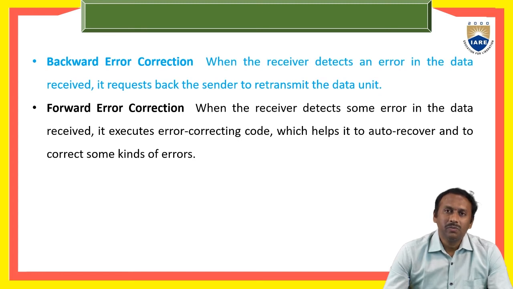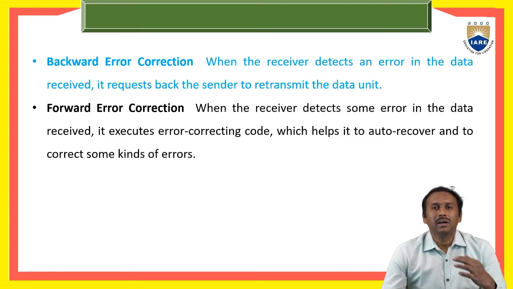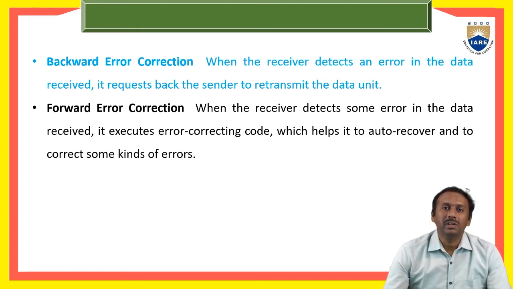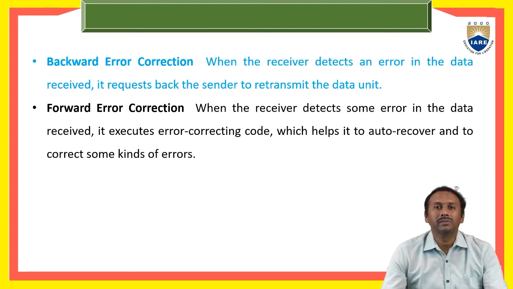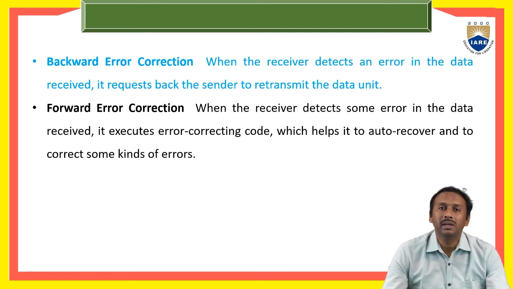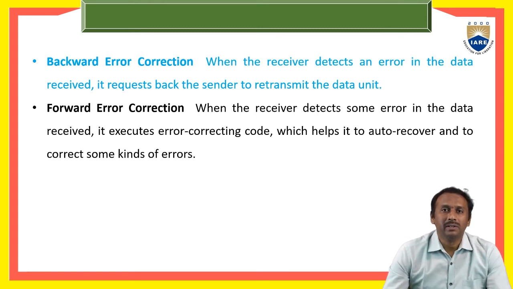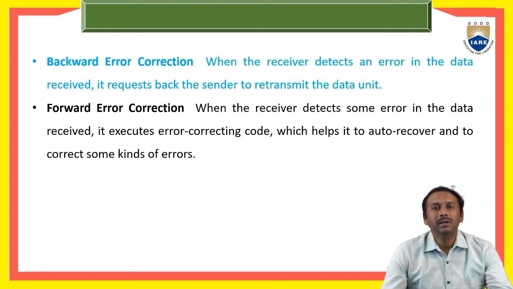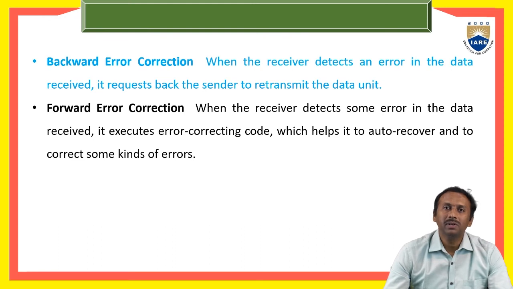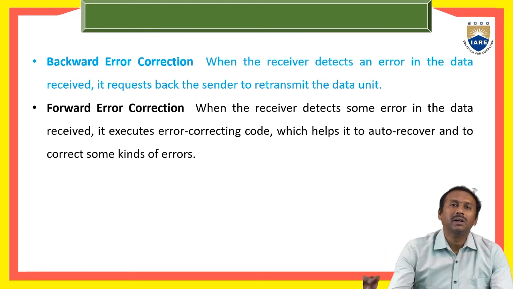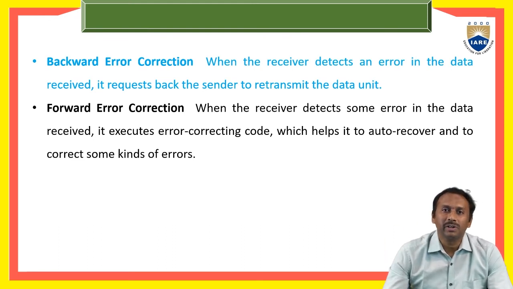That means whenever the receiver, after receiving the data frame, identifies that a particular frame has an error, that error message is sent back to the sender. Then only the sender is going to retransmit the errored frame. So that is the backward correction.